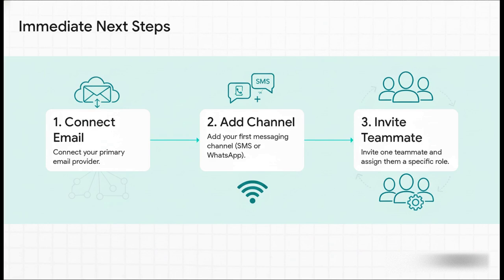So what should you do right now, like today? Here are 3 simple, actionable steps. First, go connect your primary email provider. Second, add your first messaging channel, whether it's SMS or WhatsApp. And third, invite just one teammate and assign them a specific role. I promise, if you do these 3 things, all these concepts will become very real, very fast.